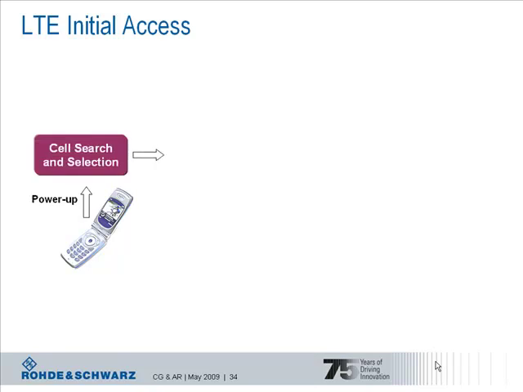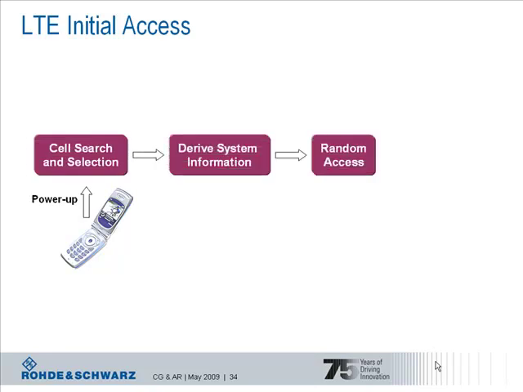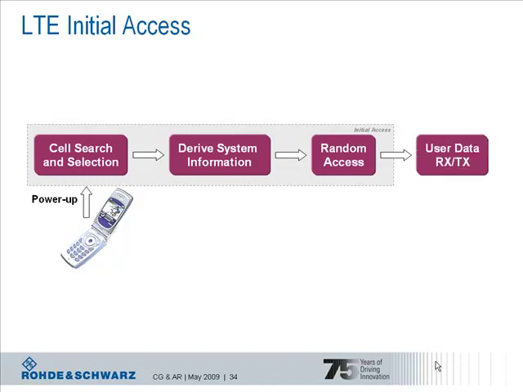Right after powering up the device, the UE will start with the cell search and cell selection procedure, followed by derivation of system information and execution of the random access procedure. This procedure is summarized and known as LTE initial access. After the initial access procedure, the terminal is able to receive and transmit its user data. Before we look at each of these steps separately, we need to talk about the physical signals and channels used in the downlink.